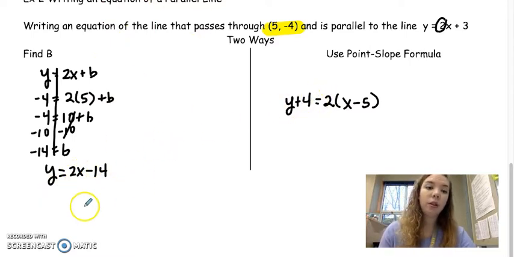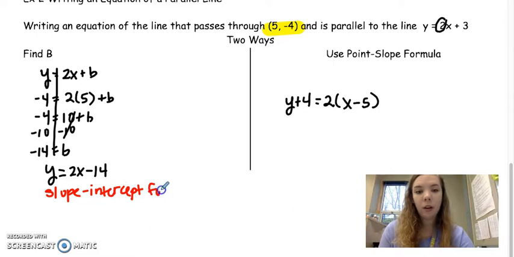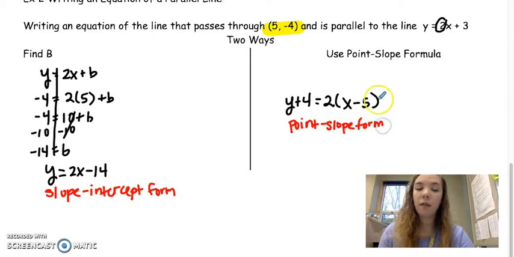But just as a note, this is called slope-intercept form. And this is point-slope form. So if they ask you for a specific one, you have to use that one. But this one just says an equation. It didn't ask for a specific one, so we can do either. So you want to make sure you're reading your instructions carefully.